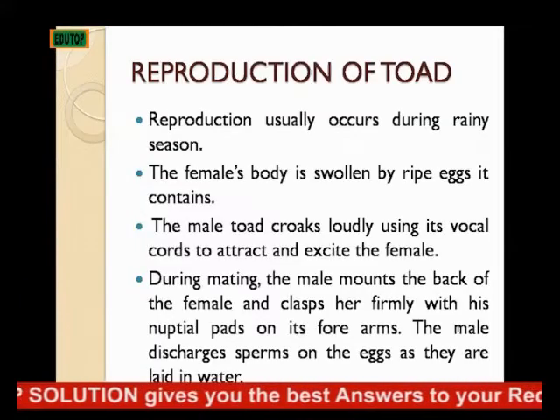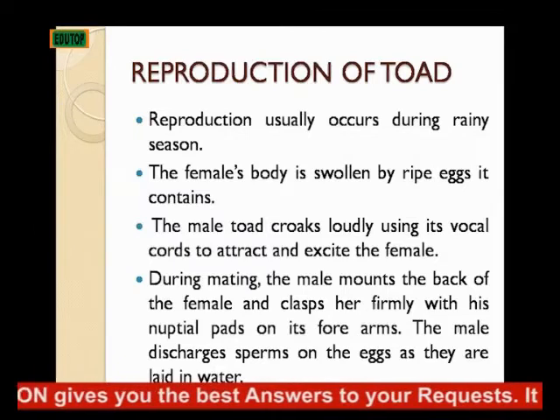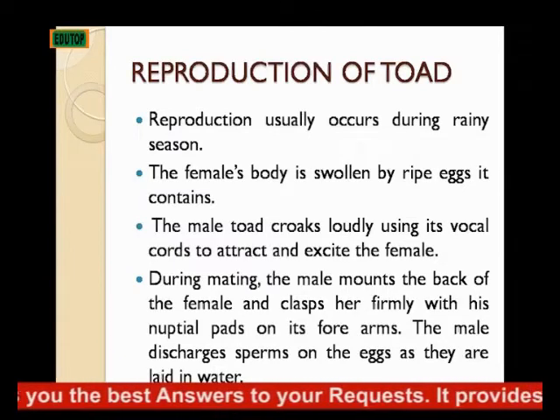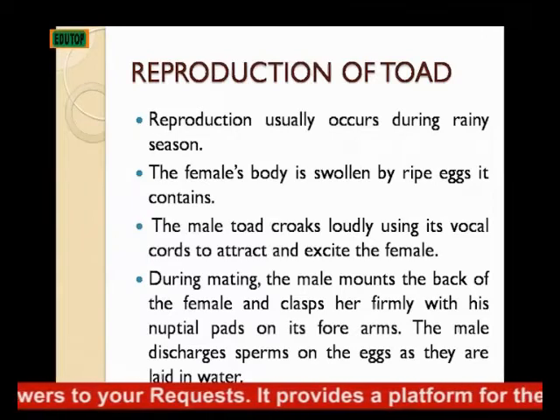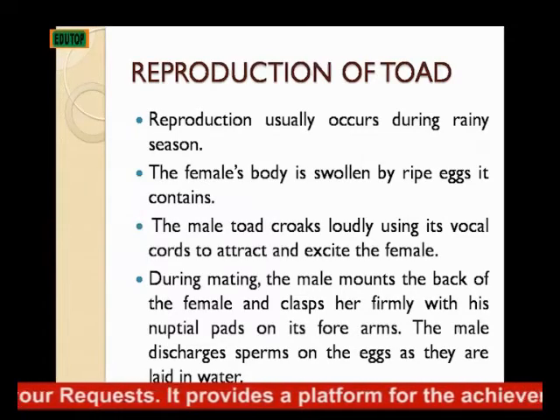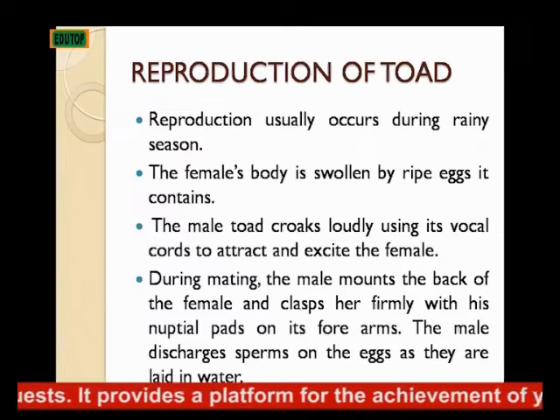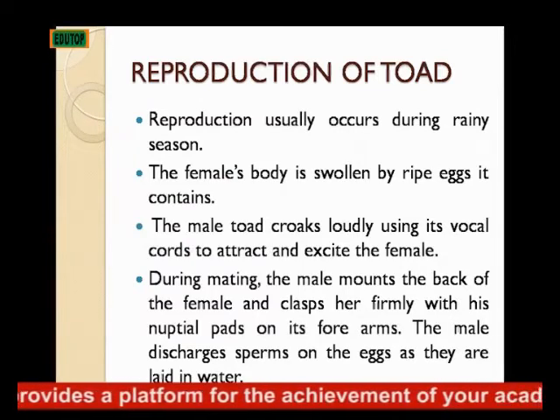Then the next vertebrate is the toad. So we're looking at reproduction of toad. Also, just as we have in fish, the reproduction of toads usually occurs during the raining season. The female body is also swollen by the ripe eggs that it contains. The male toad croaks loudly using its vocal cord to attract and excite the female.